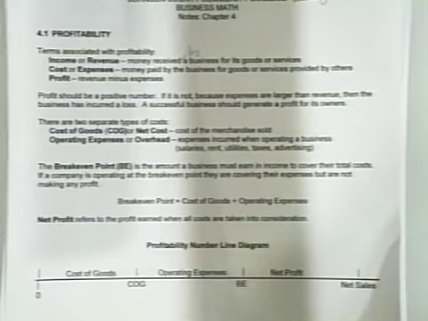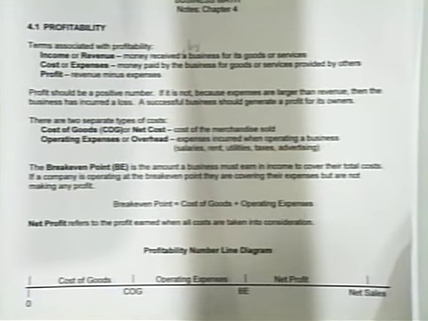The first word that we're going to talk about is income or revenue, and I've got a typo there. I'm not a very good typist. It says that your income or your revenue, if you are in business, is the money that you receive for your goods or services.